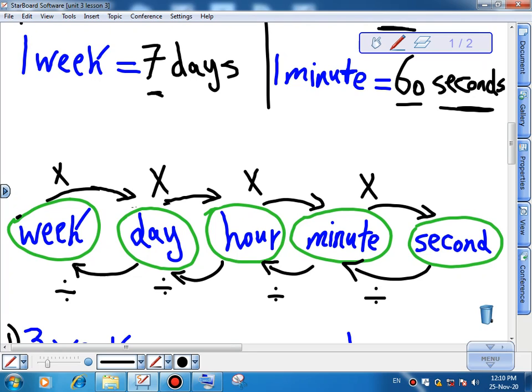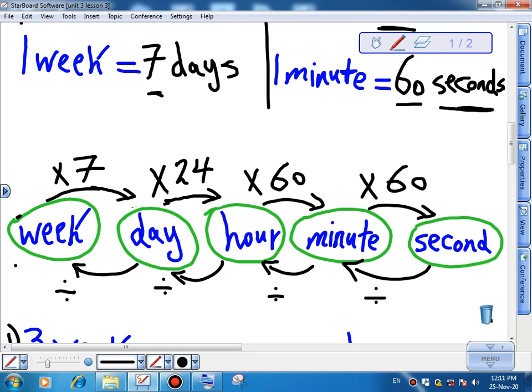The first one here, week. Convert from week to day, we multiply. As we know, a week has 7 days, so we will multiply by 7. If we need to convert from day to hour, every day equals 24 hours, so we will multiply by 24. Every hour contains 60 minutes, so we will multiply times 60. And every minute equals 60 seconds, so we will multiply times 60.